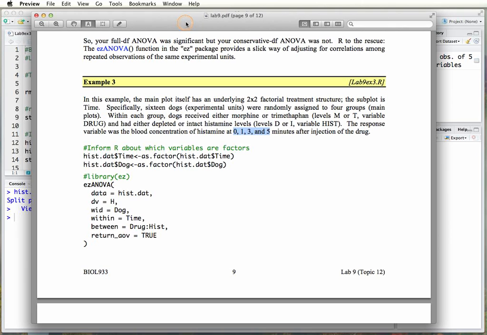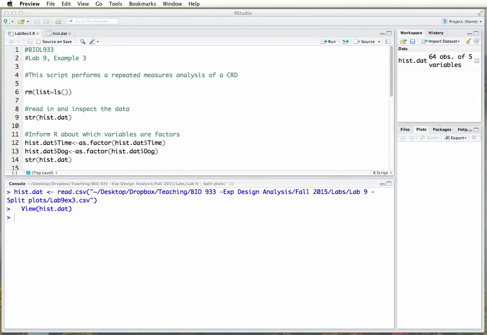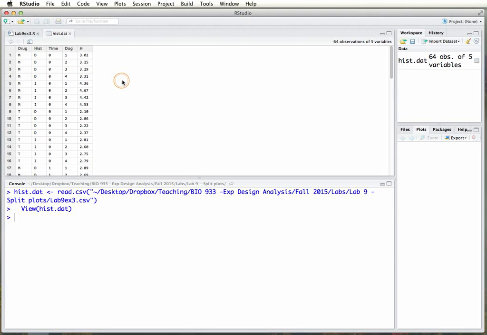So in this particular script, let's look at the data set first. I've loaded in the data, and I've referred to it as hist.dat in the script. You'll see that we have dog as a column. We didn't talk anything about blocking in this particular experiment, so this dog is really your replication. You have dog 1, 2, 3, and 4 within each combination of your drug, histamine, time. So there's your 4 reps there.